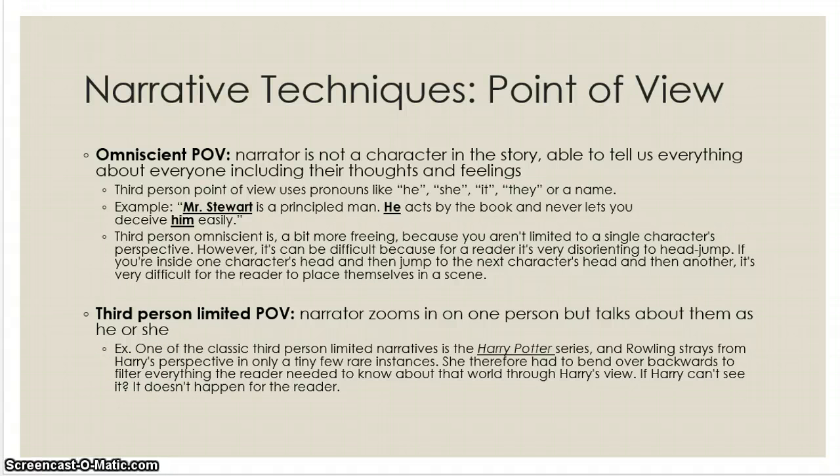Now after first person point of view and second person point of view, you have 2 other types of points of view. You have omniscient point of view, where the narrator or the person telling the story is not a character in the story. They're able to tell us everything about everyone, including their thoughts and feelings. So the third person point of view uses pronouns like he, she, it, or they. An example would be, Mr. Stewart is a principled man. He acts by the book and never lets you deceive him easily.